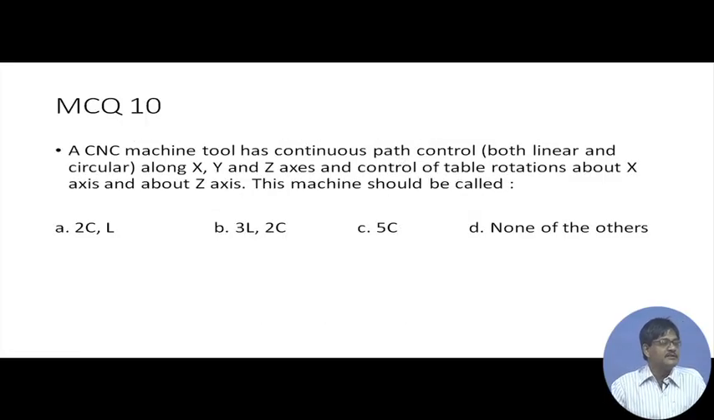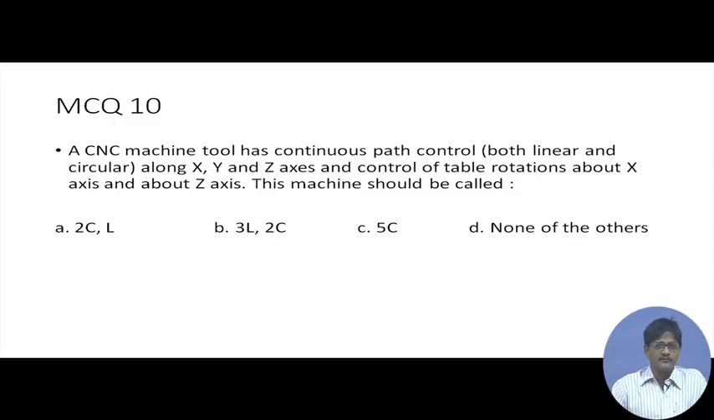A CNC milling machine tool has a continuous path control, both linear and circular, along x, y, z axis, and control of table rotations about x axis and z axis. So, we are talking about both linear and circular interpolation possible for x, y, and z, and control of table rotations about x axis and about z axis. So, the machine should be called first 2CL. Why 2CL? Because obviously, we are first talking of 3C and then 2 other axes as well.